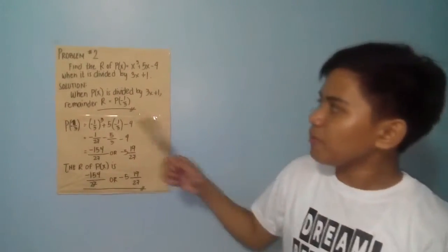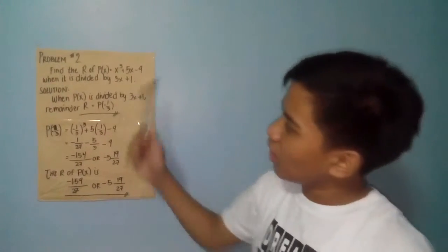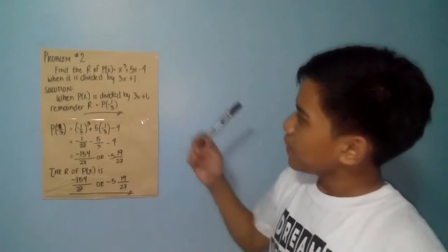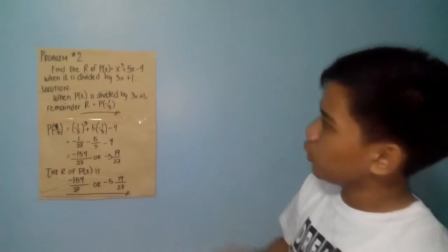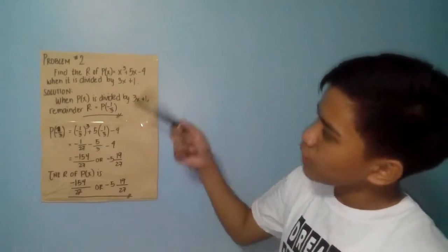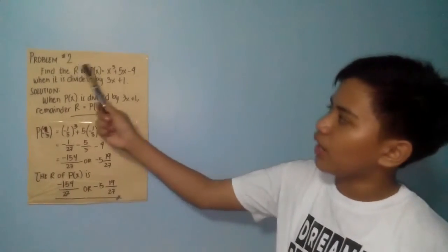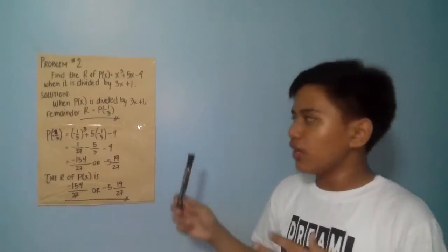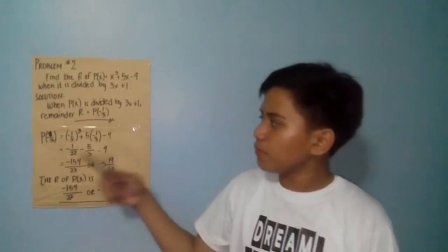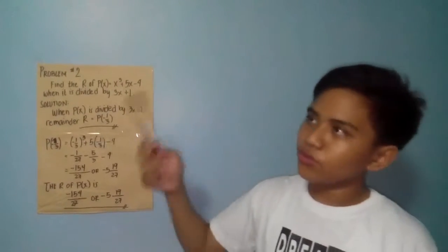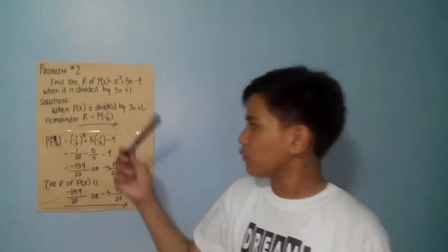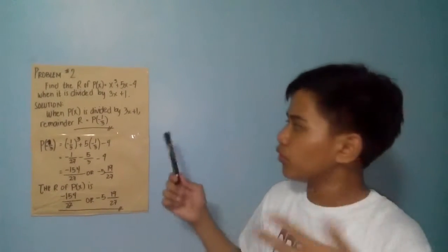So problem number 2, find the remainder r of p of x is equal to x cubed plus 5x minus 4 when it is divided by 3x plus 1. We can see that we just use the polynomial of problem number 1 for us to look at the difference if we have two different divisors.